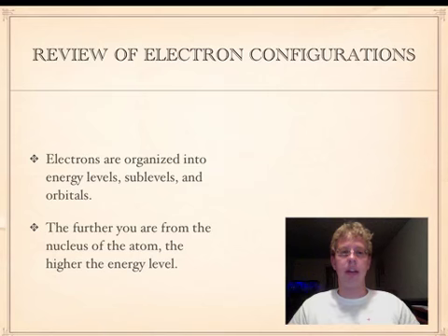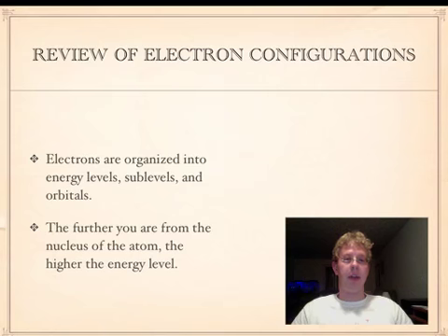Before we get into valence electrons, let's quickly review what an electron configuration is. An electron configuration is a way to write out all the electrons for a given element based on the energy level, the sublevel, and the orbitals. The further you are from the nucleus of the atom, the higher the energy level.